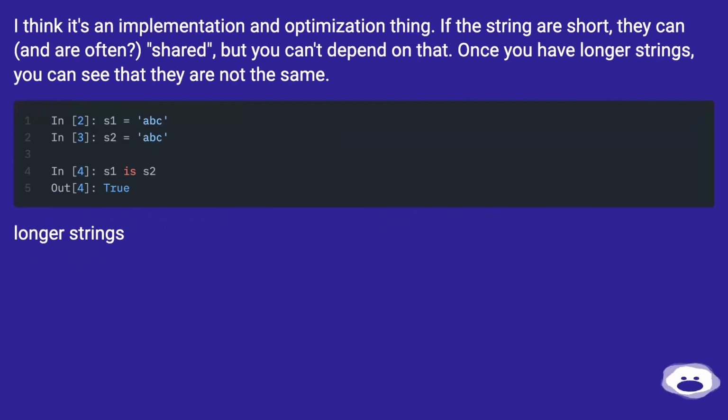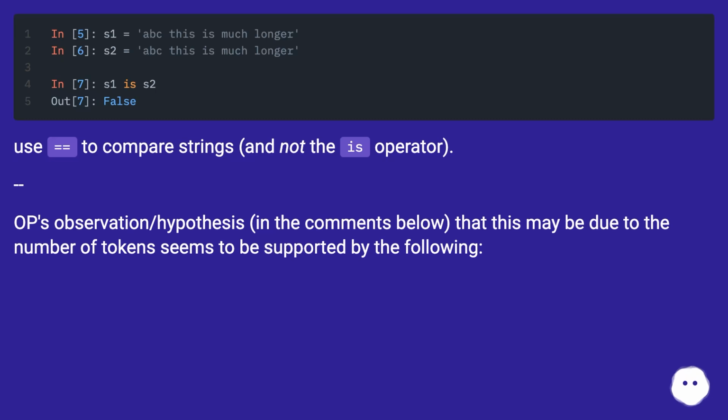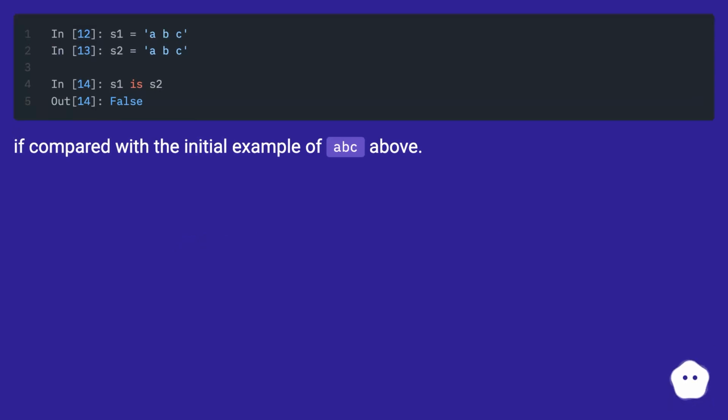I think it's an implementation and optimization thing. If the strings are short, they can and are often shared, but you can't depend on that. Once you have longer strings, you can see that they are not the same. Longer strings. Use == to compare strings, and not the is operator. The observation/hypothesis in the comments below, that this may be due to the number of tokens, seems to be supported by the following, if compared with the initial example of ABC above.